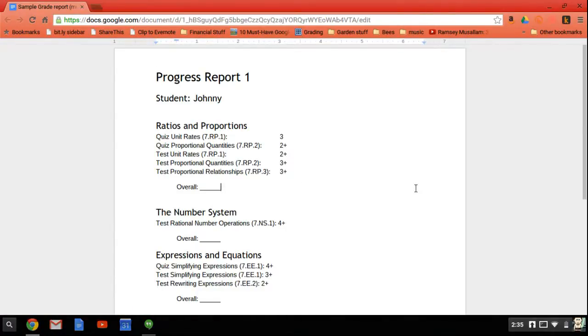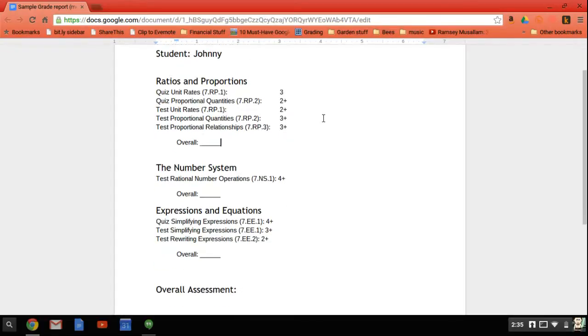And here's an example of the progress report that this student would bring home. And we'll use Johnny because Johnny always gets used for any example. Here's a progress report that would come home after, say, 2 or 3 weeks in the quarter. And you'll see that we've got all of his grades listed not according to the date in which he took them, but according to the standard. There are 5 different strands in 7th grade that we test, that we are teaching and students should be learning. And so all of Johnny's grades have been grouped according to that strand.